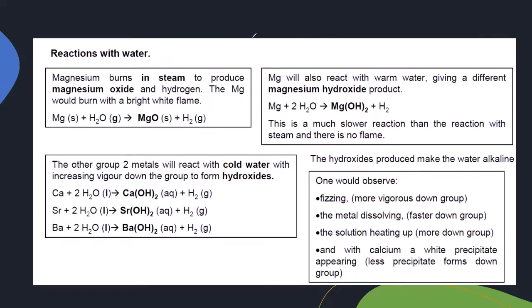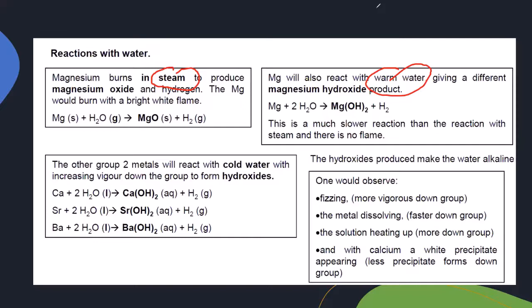For magnesium, it is important that in the question, when they ask you to state a product, you check whether the magnesium is reacting with steam or with warm water. With cold water, or water at room temperature, there is no reaction. But with warm water, it will form a hydroxide and hydrogen. With steam, it will produce magnesium oxide.